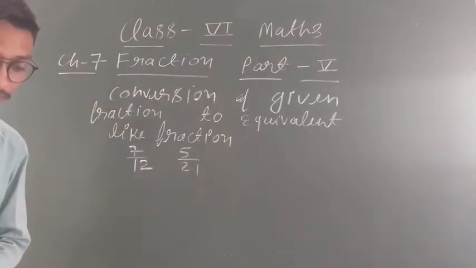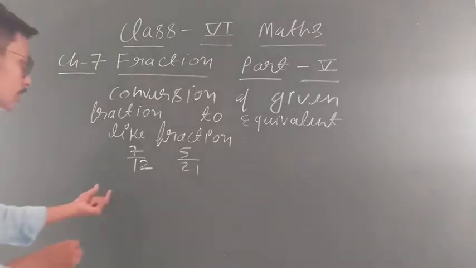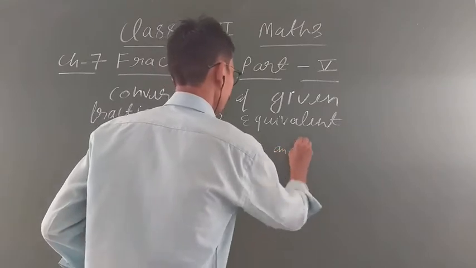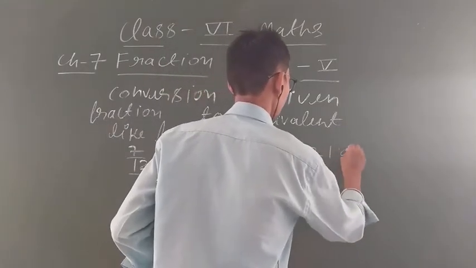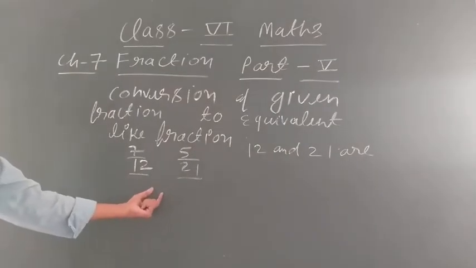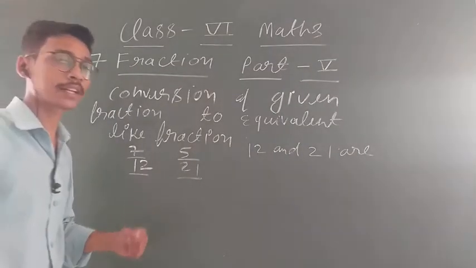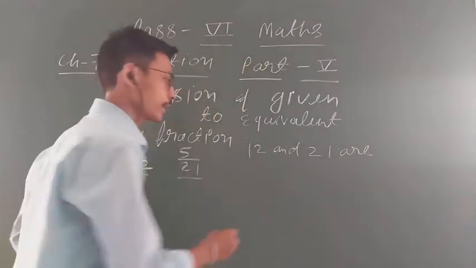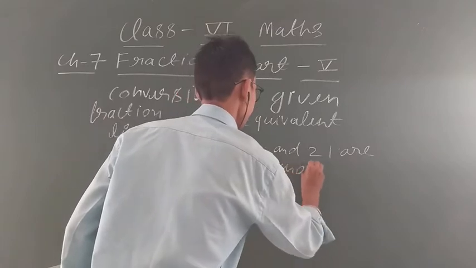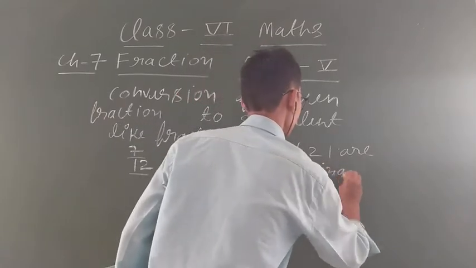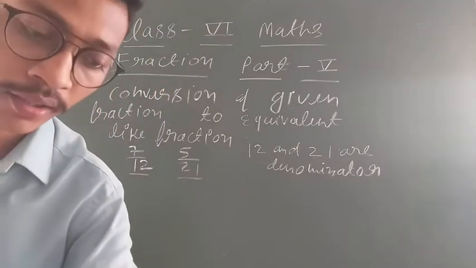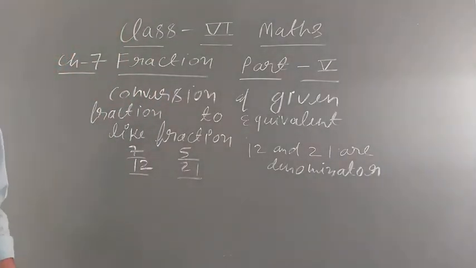First, see students, you have to know what 12 and 21 are. They are denominators and they are not equal. Since they are not equal, they are unlike fractions. So write down this: they are the denominator. Okay students, why am I writing this? To give you a proper explanation. You don't have to write it down.